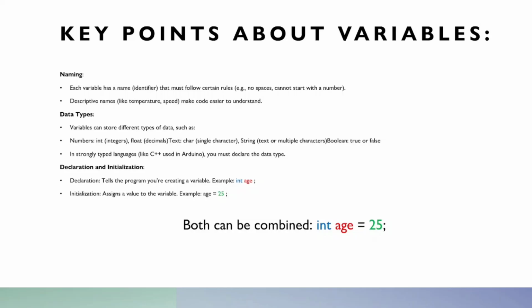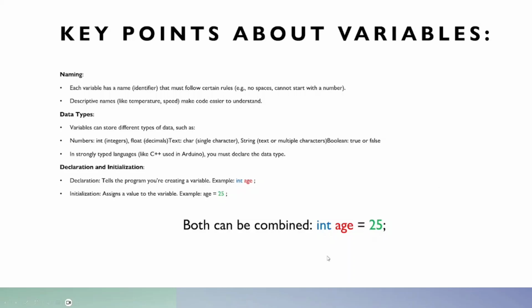Now in languages like C++, strongly typed languages, you have to declare the data type. That is important. And at the end, declaration and initialization. Declaration basically tells the program that you are creating a variable, okay, int age. And after that, initialization is also important. Initialization is basically assigning a value to the variable.